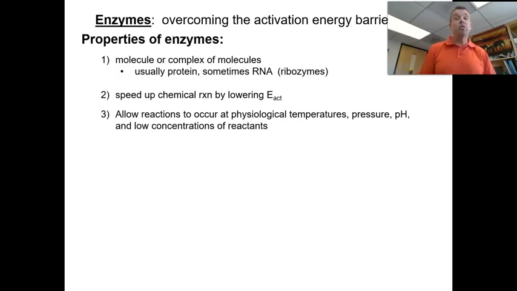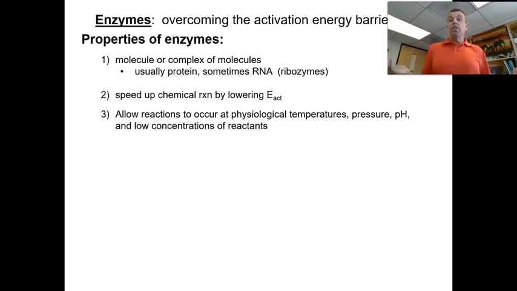They allow reactions to occur at physiological temperatures, pressure, pH, and low concentrations. So what I mean by this is, if we needed a reaction to occur in chemistry, we could heat it up and give those reactants more energy, and that'll help them get over the energy of activation. We could also add pressure to force reactants together and force them to react. You can alter pH, but you can't do this in a cell.